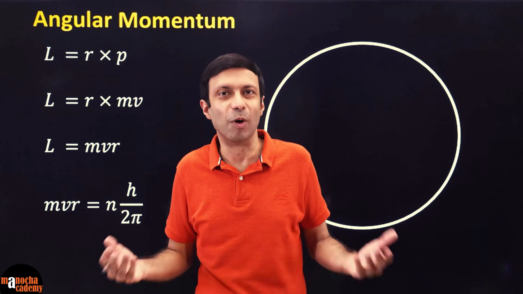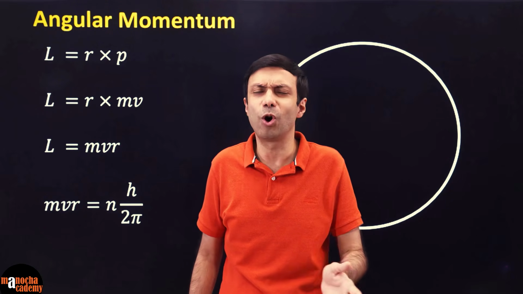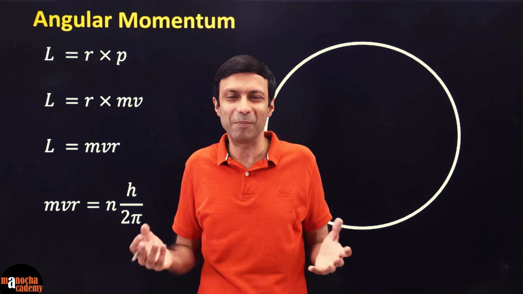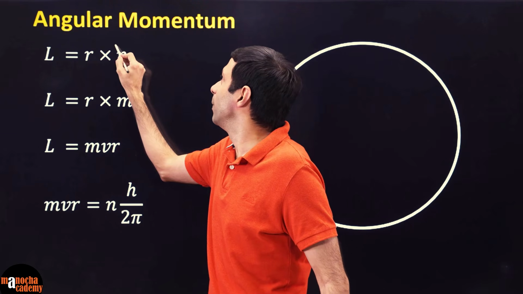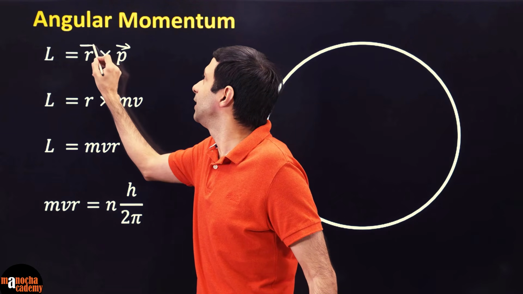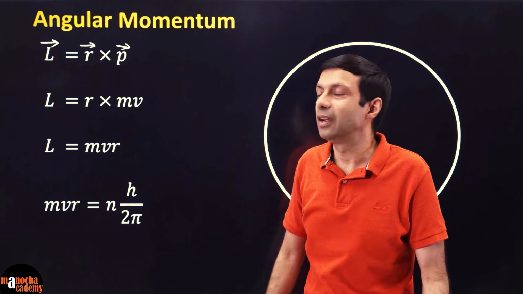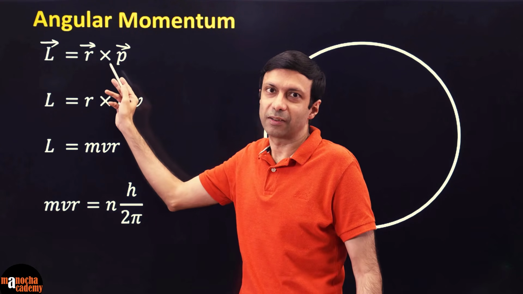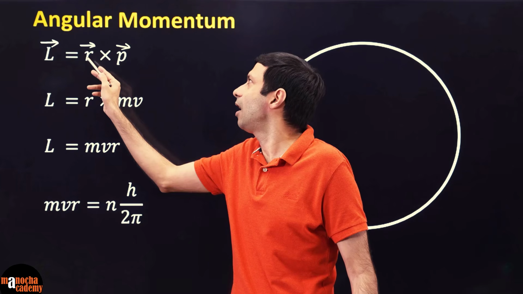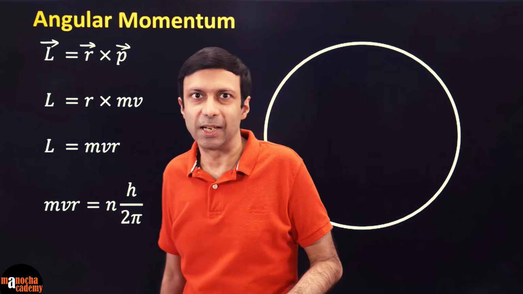So what is angular momentum? Angular momentum, you can remember, is the moment of the momentum. Now what do I mean by that? Moment means you're multiplying the momentum p with the distance. And in vector notation, angular momentum L is the cross product, the vector product, of r and the momentum p. So let me explain it with a simple example.